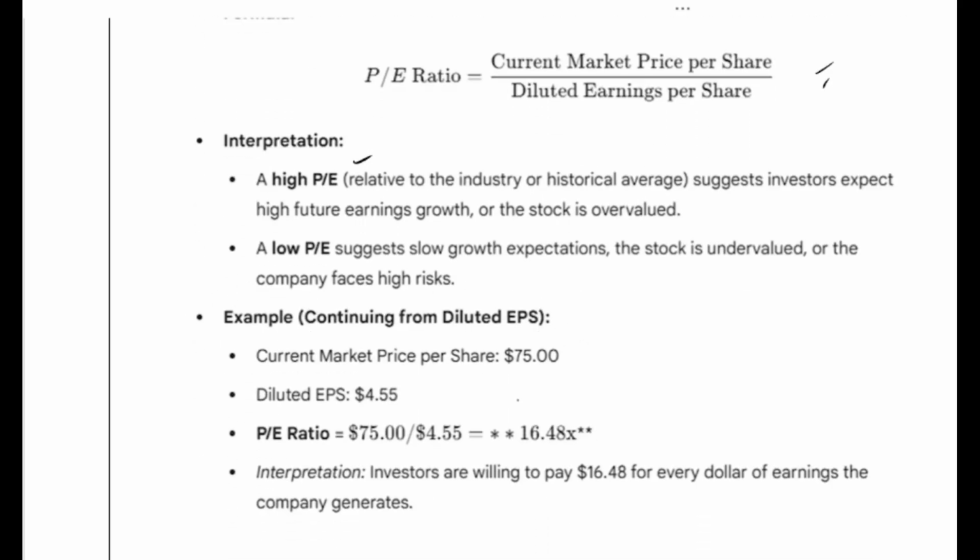Let's look at an example. The current market price per share is $75 and diluted EPS is 4.55. In this case, the P/E ratio is 16.48, which indicates that investors are normally willing to pay $16.48 for every $1 of earning that the company generates. That means to get every $1 of this company's earning, the investors are willing to pay $16.48, which is measured by the P/E ratio, or price to earning ratio.